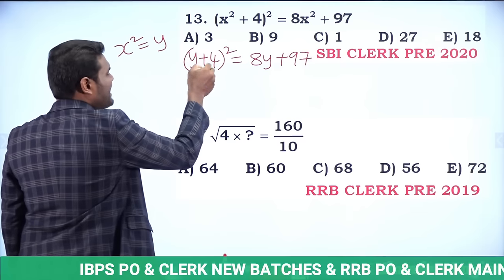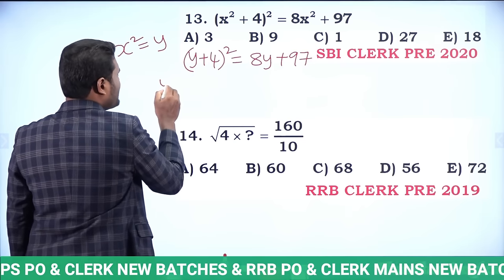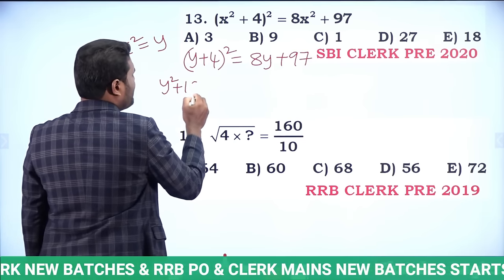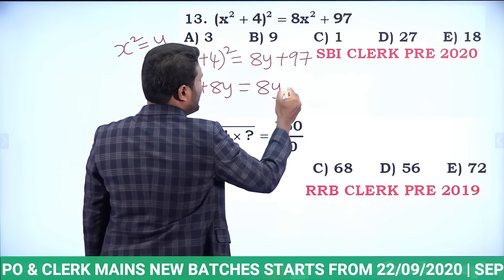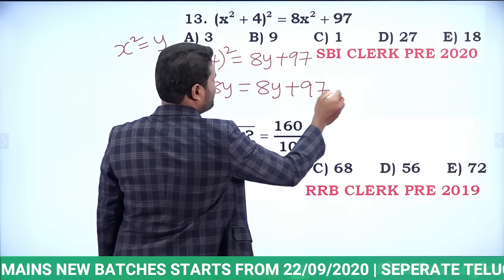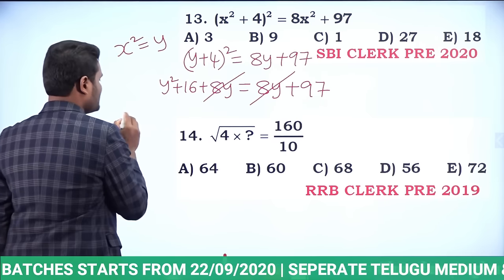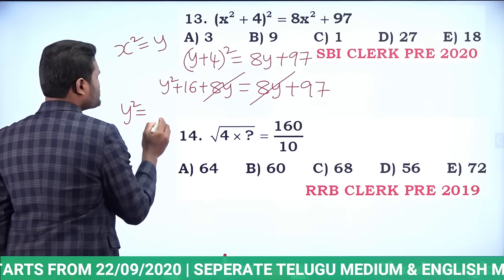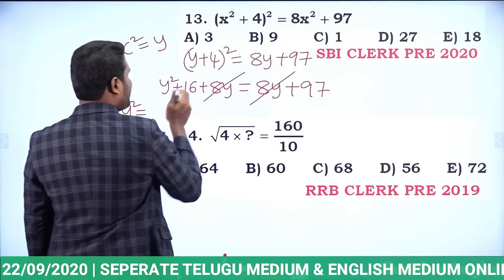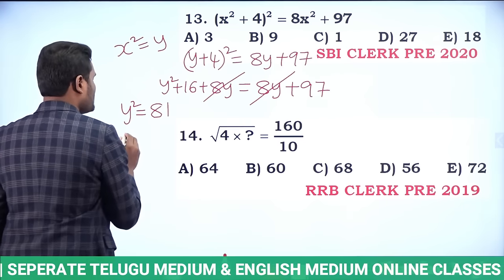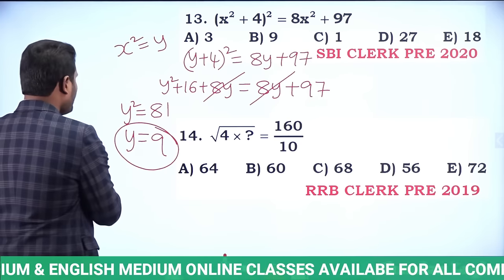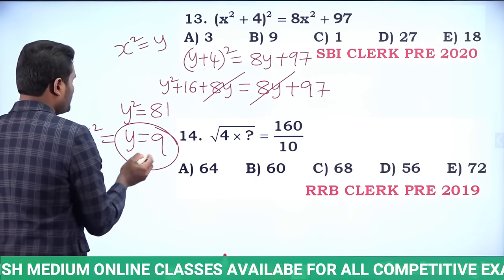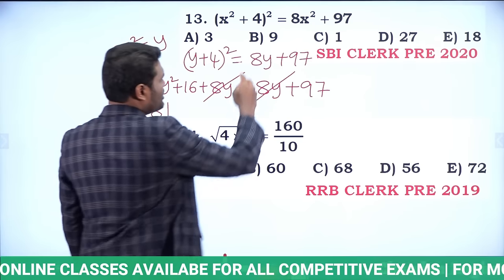Now this is in the form of a plus b whole square. Expand it. Now this will be y square plus 16 plus 8y is equal to 8y plus 97. 8y gets cancelled. So when you simplify, y square is equal to 97 minus 16, which is 81. So y is equal to 9. We already assumed that x square is equal to y, so x square value is also 9.